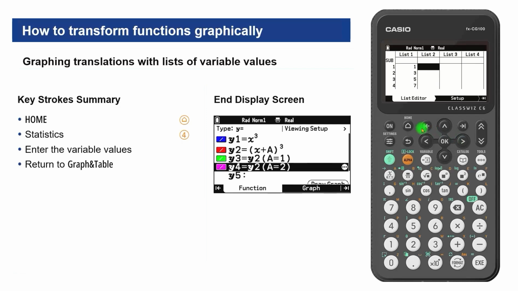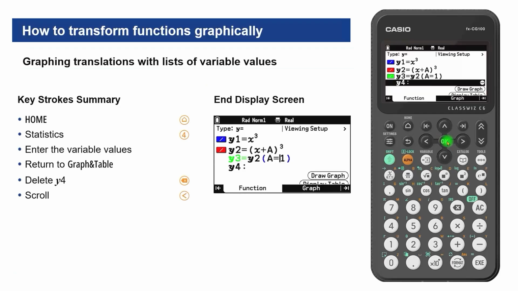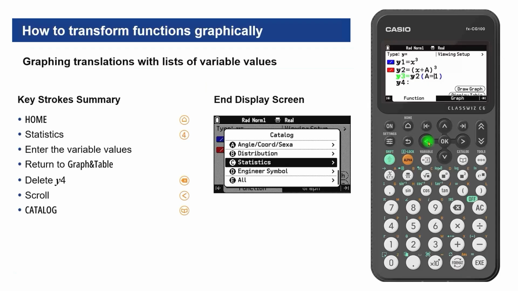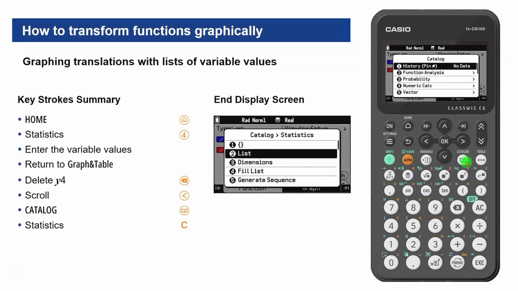Then return to Graph and Table. Delete Y4 as it is no longer needed. And scroll to edit Y3, where we will set A equal to a list. To use the list command, press Catalog and select Statistics, either by scrolling or using the shortcut.